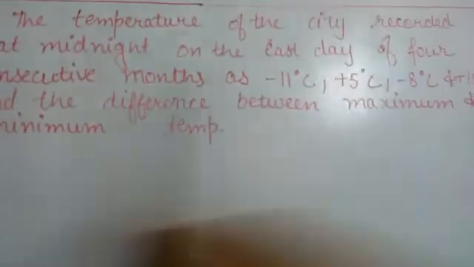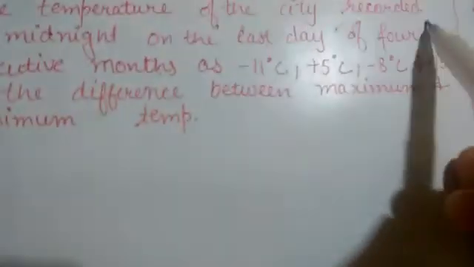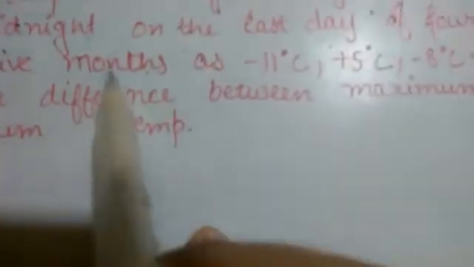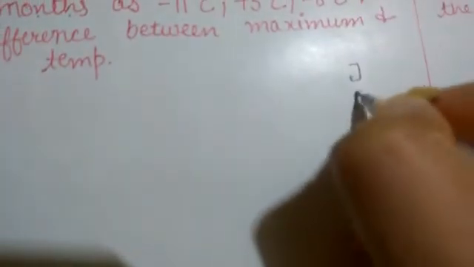The temperature of the city recorded at midnight on the last day of 4 consecutive months. Wait, the temperature of the city means we want to calculate the temperature. Recorded at midnight. Midnight means near about 12 o'clock during night. On the last day of 4 consecutive months. Months are, let us say, January, February, March and April. Consecutive means side by side. No, we can't take one month January and another month April. Means we have to take them serial-wise.